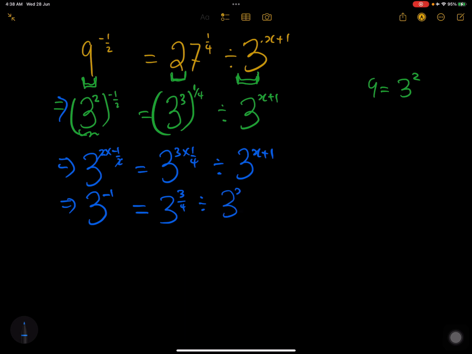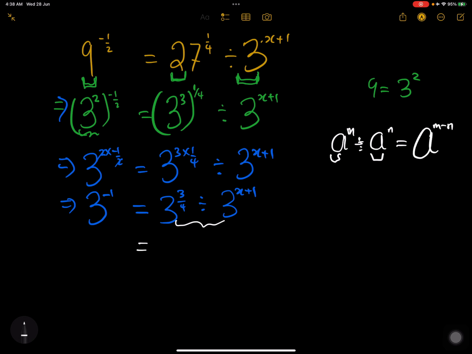Divided by 3 to the power x plus 1. Okay? 3 to 1. Now let's do the right hand side. There's division that we can do something about. Remember, we said if you have a to the power m divided by a to the power n, this division is going to be a to the power m minus n.